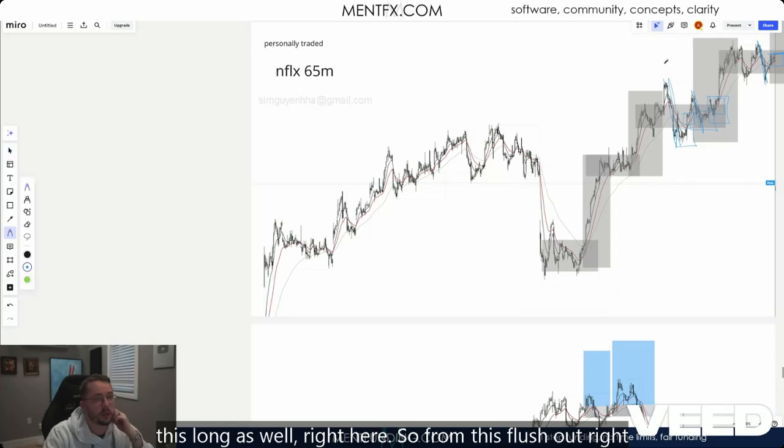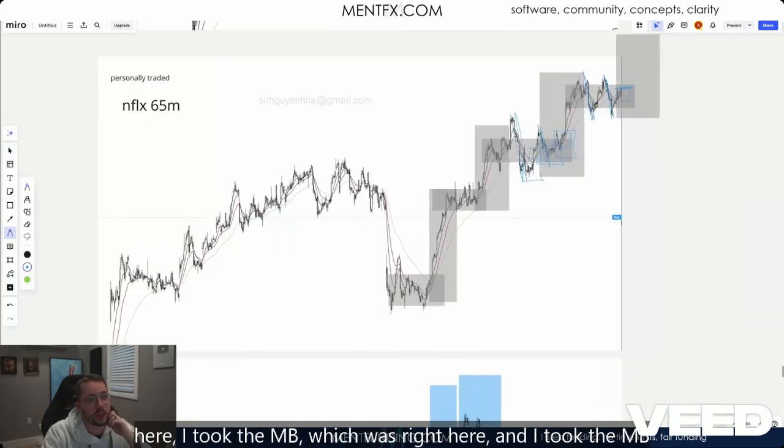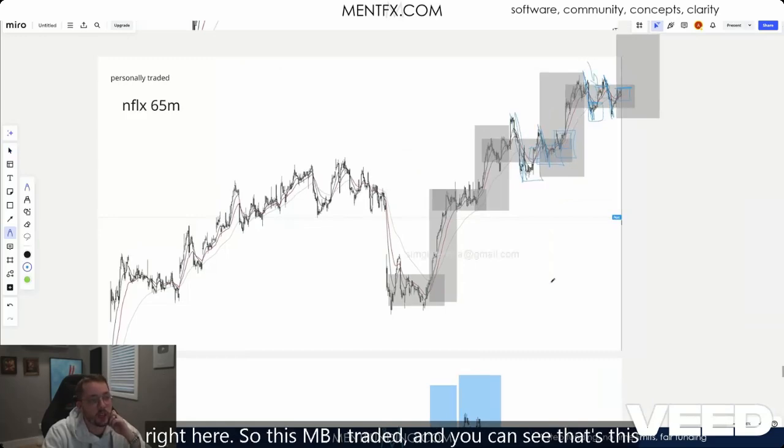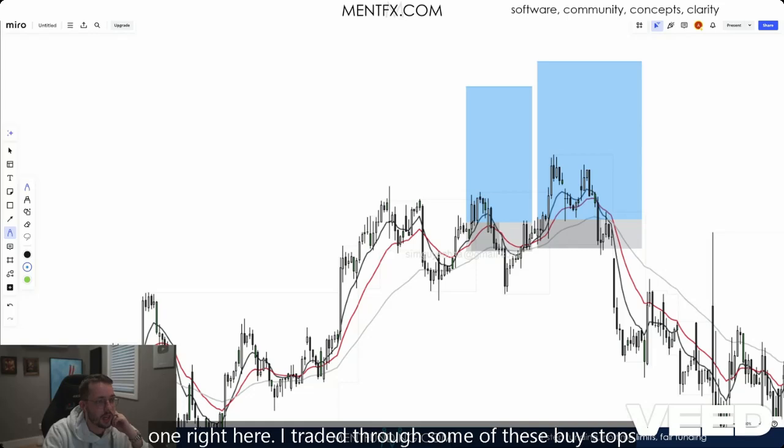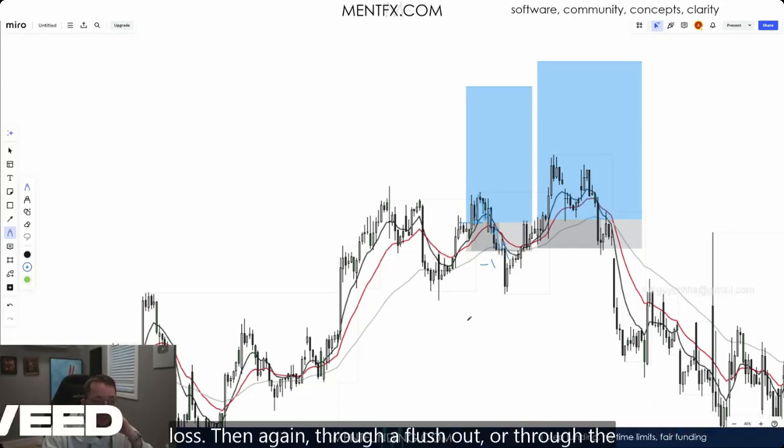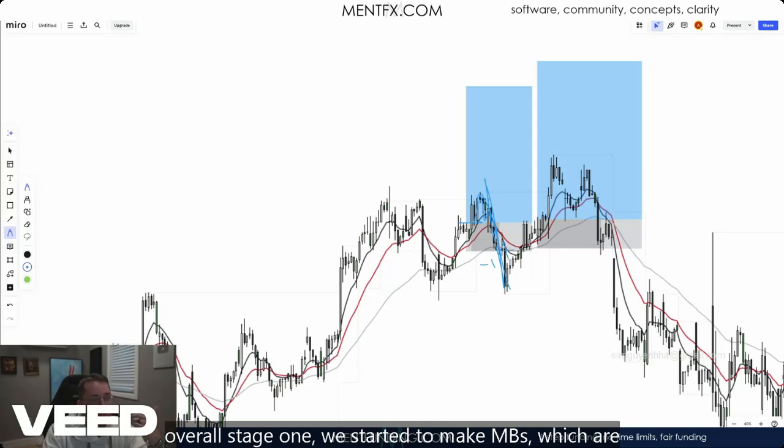So again, from this move right here, well, actually, initially, I did take this long as well right here. So from this flush out right here, I took the MB right here. So this MB I traded, and you can see that's this one right here. I traded through some of these buy stops here, and I believe on this one, I got stopped out for a loss. Then again, through a flush out or through the overall stage 1, we started to make MBs, which are tradable down here, but they're harder to spot, into new MBs that I personally traded.